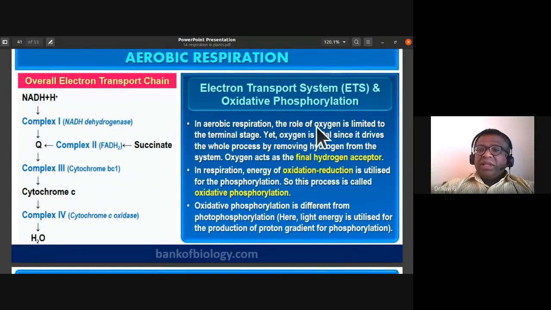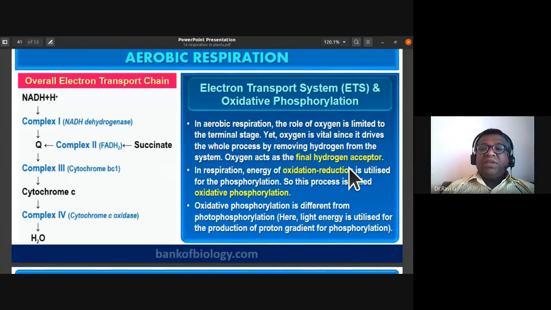In aerobic respiration, the role of oxygen is limited to the final stage, the electron transport system. Yet oxygen is vital since it drives the whole process by removing hydrogen from the system. Oxygen acts as the final hydrogen acceptor.